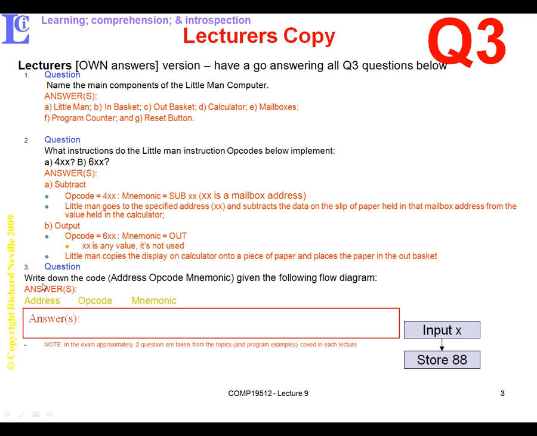Now the final one says write down the address, opcode and mnemonics, so the 3 different columns here, for the flowchart here. So we've got 2 instructions. One is input X and the other is store at mailbox address 88. I'll give you a minute to think about writing down 2 lines of instructions.